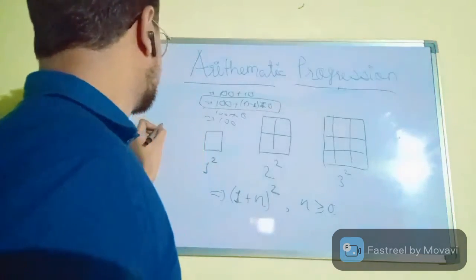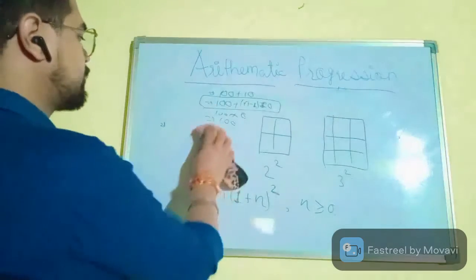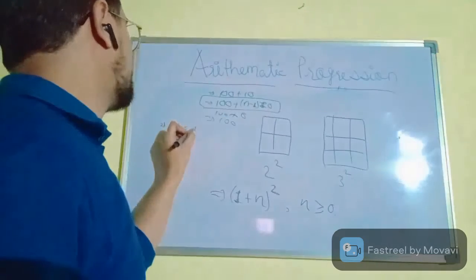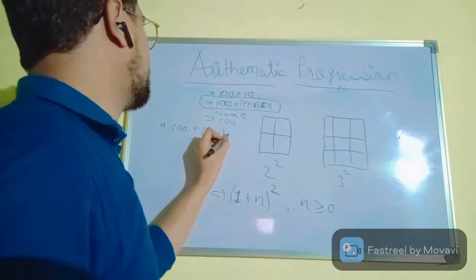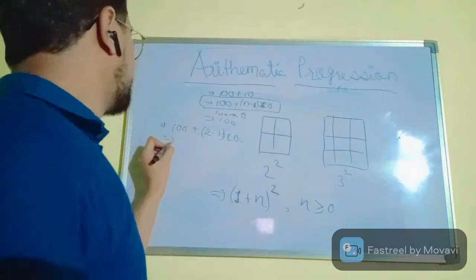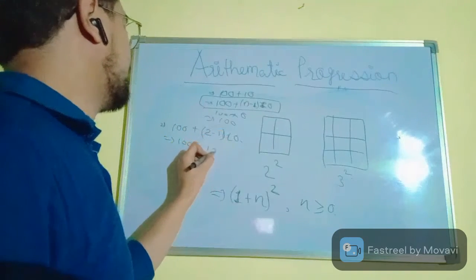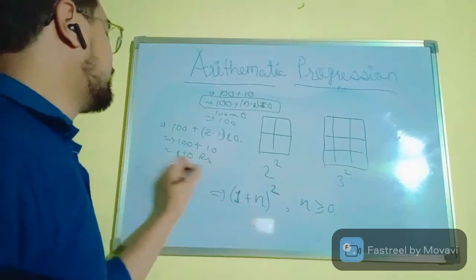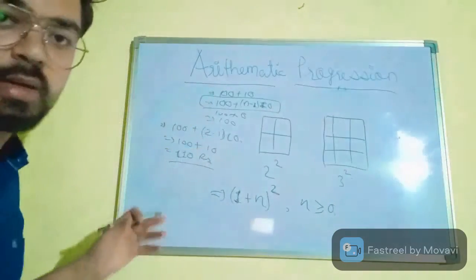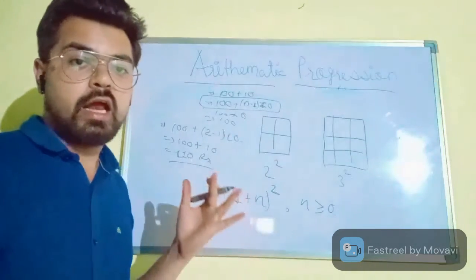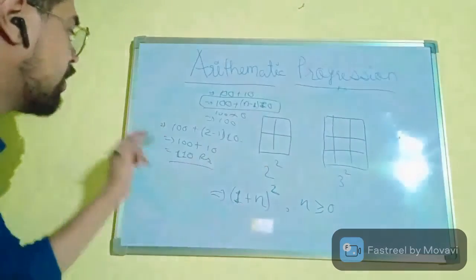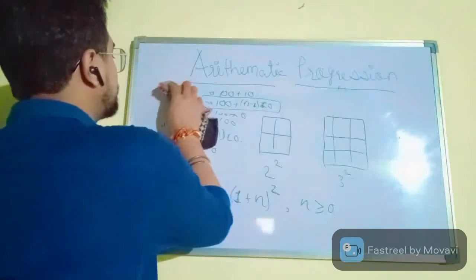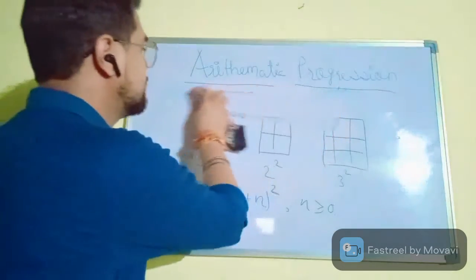Now in the second day, 100 plus (2 minus 1) into 10 equals 100 plus 10. So on the second day I have to add 10 rupees. So it is following an arithmetic pattern, like addition and subtraction of any two real numbers. So this is known as arithmetic progression.